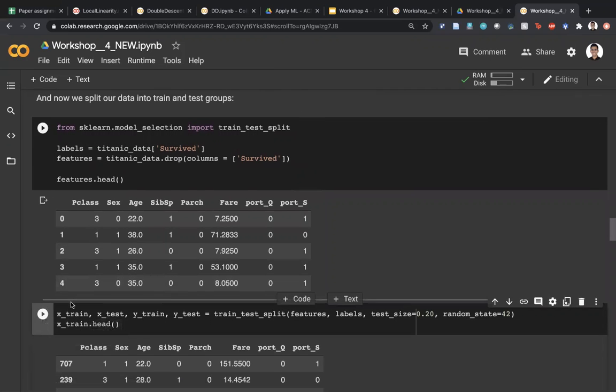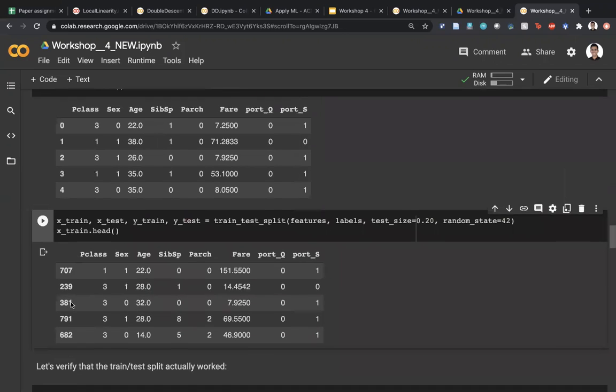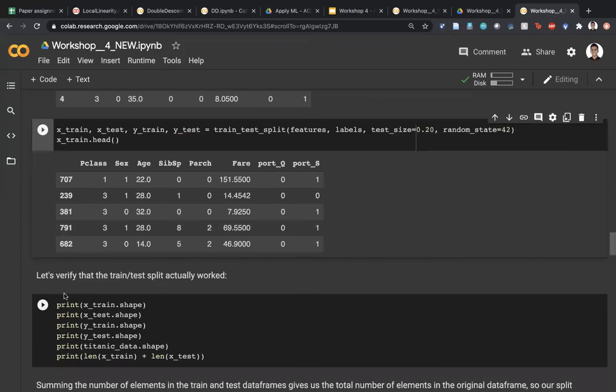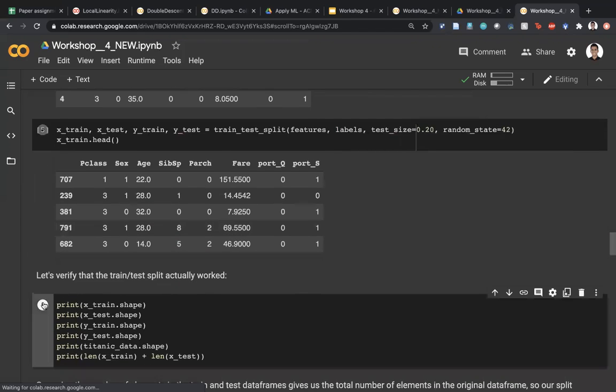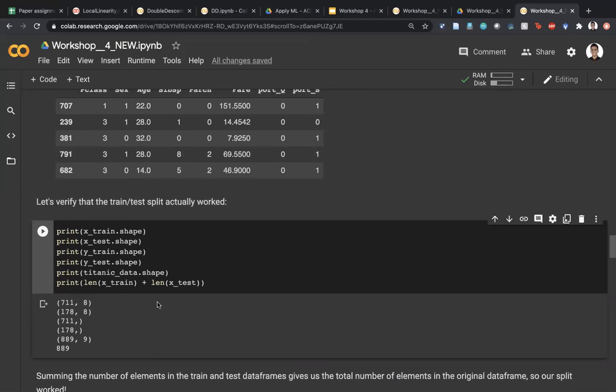Just to check that our train and test split actually worked, it's always good to check what's happening in your code. In that next chunk of code, we just sum up the length of the x train and the x test, and that should be equal to our overall Titanic data shape. And you see that 889 matches up with the other 889, meaning our train and test split worked exactly as expected. All right, so now that we have all those formalities out of the way, we can get into actually making our decision tree.